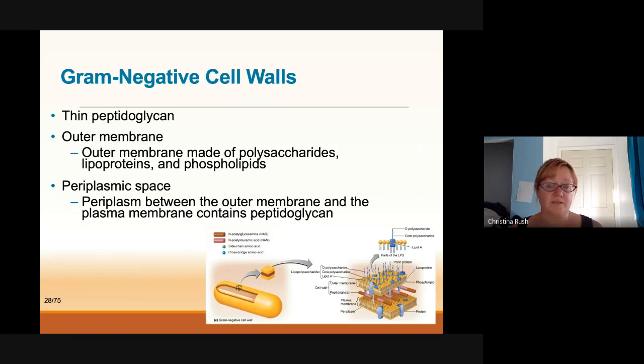There's a periplasmic space, and this periplasm is between the outer membrane and the plasma membrane containing the peptidoglycan. So there's an extra layer of protection almost, where if you're going to try to attack a gram-negative cell wall with an antibiotic, it not only needs to deal with a very slippery cell wall, it also has to deal with the periplasm before it can even get to the cell membrane to break that cell open and lyse it, kill it.